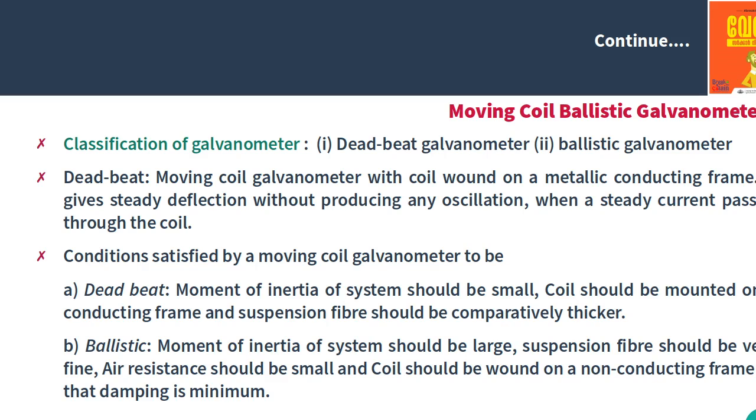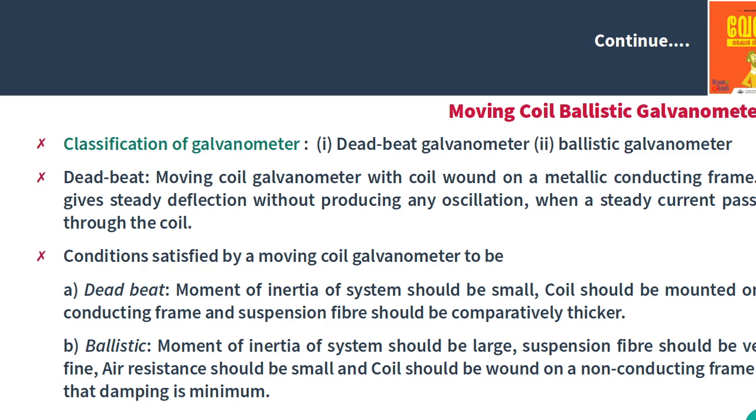So what is deadbeat? Deadbeat is a different type of moving coil galvanometer. In that, the coil is wound on a metallic conducting frame, and when a steady current is passed through that coil, it produces steady deflection. So it goes to one side and stops. It does not oscillate. Such a moving coil galvanometer we call a deadbeat galvanometer. So we will see what are the conditions that should be satisfied by a moving coil galvanometer to become a deadbeat or to become a ballistic galvanometer.